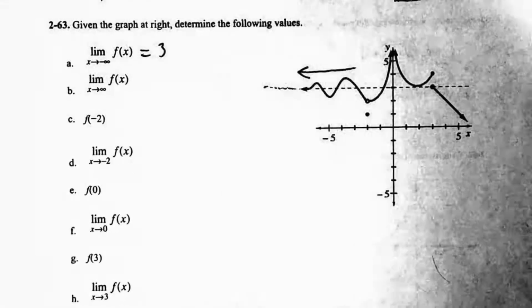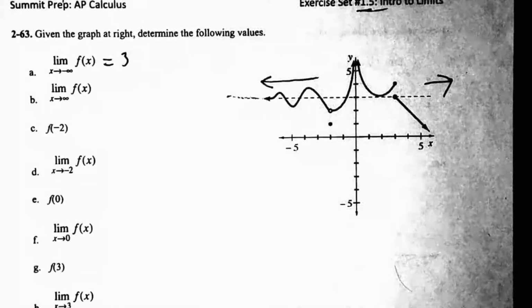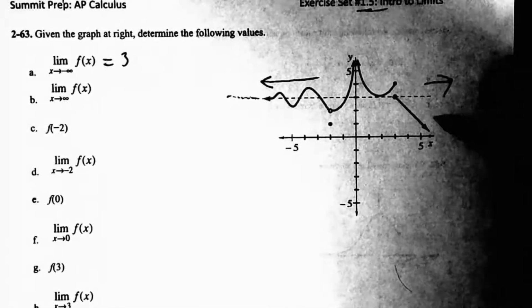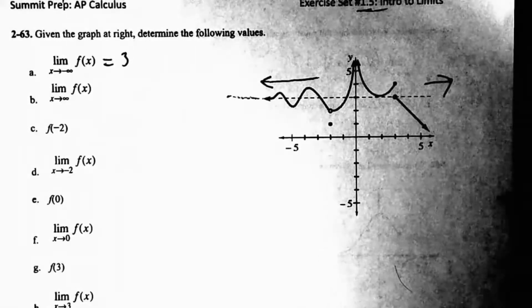Okay, now look at positive infinity. So as I'm going to positive infinity, going this way, what's happening to my output or y value? It's going down, right? It's going to keep going down forever, which means we are going towards negative infinity.